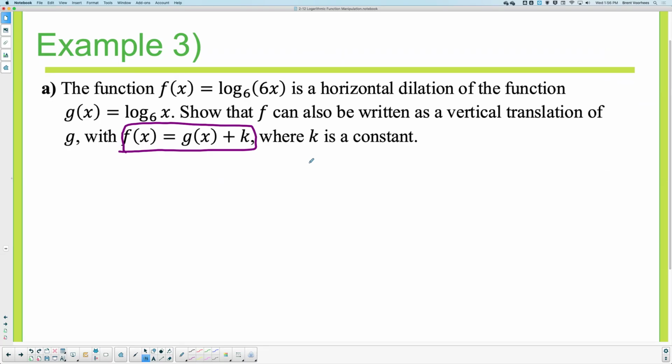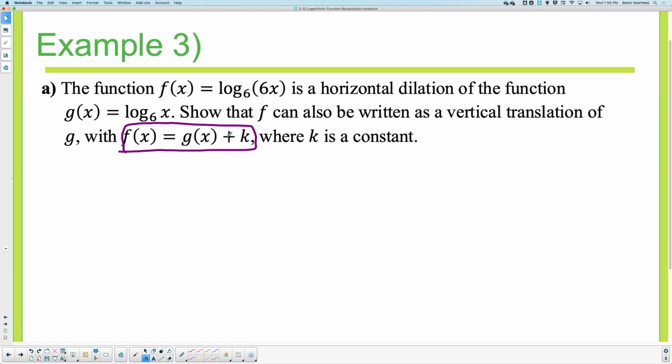What's an example of a variable? Someone say x. x is a variable. What is an example of a constant? Someone say 2. Why is 2 constant? Because 2 is always 2. 2 doesn't change. 2 is 2. Okay, this is the idea.